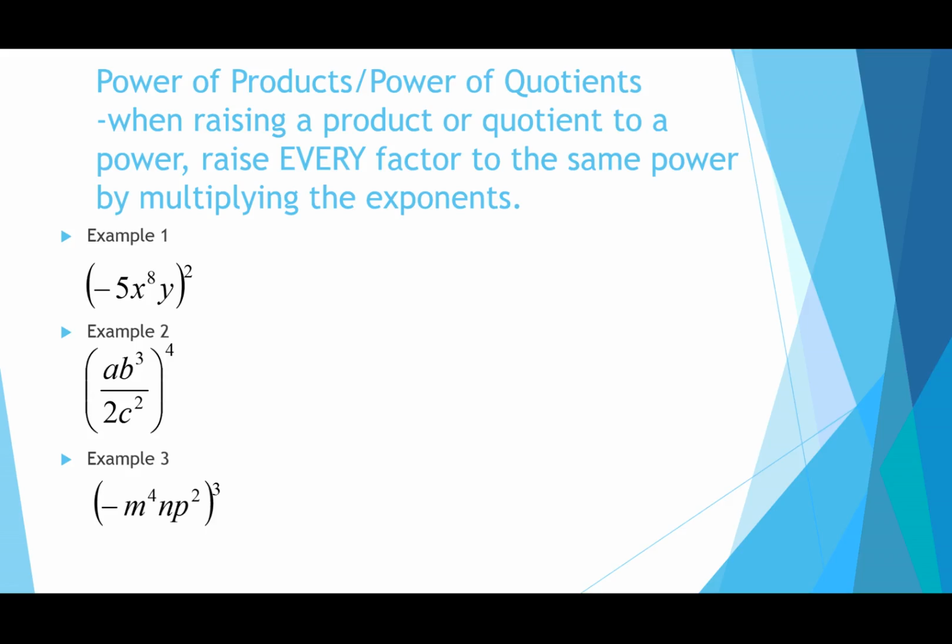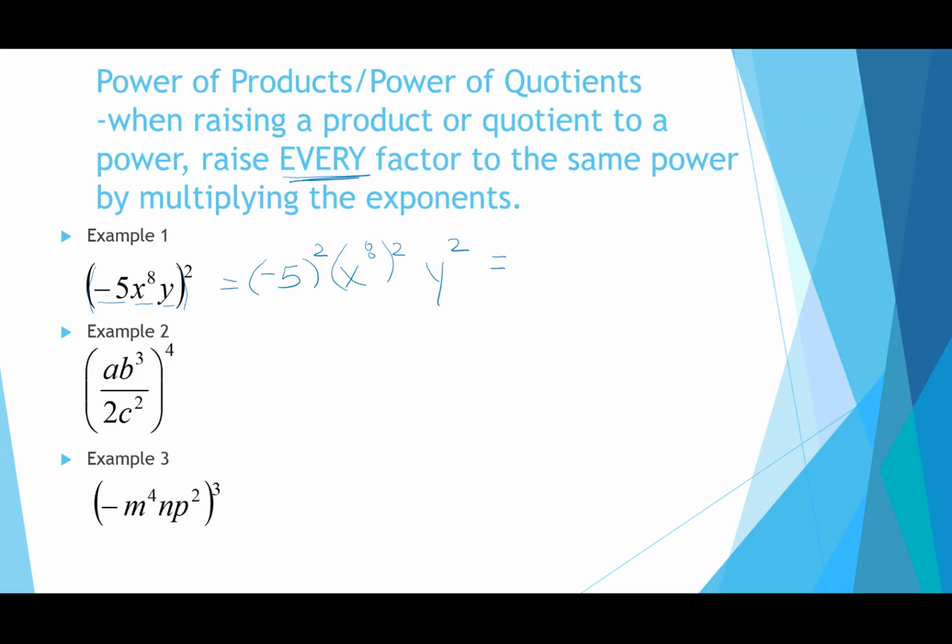When raising a product or a quotient to a power, we raise every factor to the same power and still remember to multiply the exponents as we did in the power to a power rule. So let's look at example 1. Here we have the quantity negative 5x to the 8th y all being squared. That means the negative 5 is being squared, the x to the 8th is being squared, and the y is being squared.